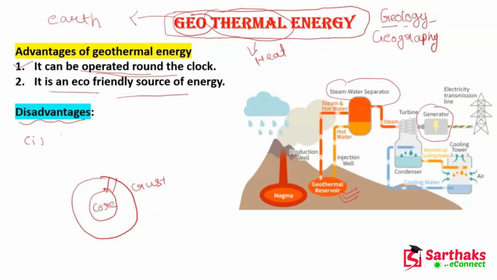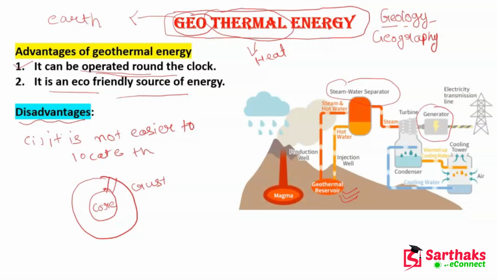But if I talk about the disadvantage, the first disadvantage is that it is not easy to locate the hotspot. So basically, what is a hotspot? It is where we find this magma and this geothermal reservoir. So basically that is a hotspot.